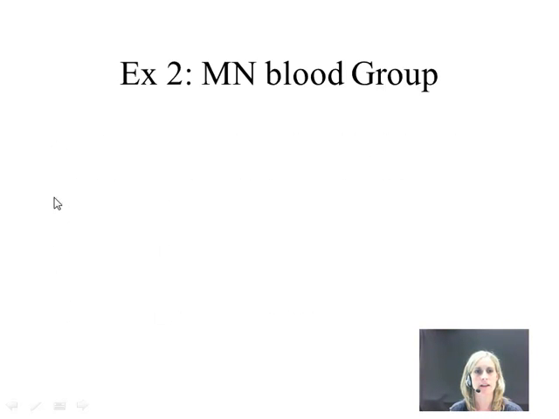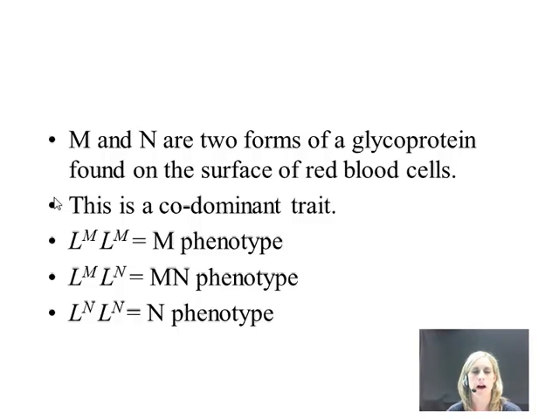Now another example of codominance is the MN blood group. I'm sure you've learned about the ABO blood groups before. But MN is just another kind of protein that shows up on the outside of your blood cells, and they're little tags that say this is me, and those tags, if someone has a different blood type from you, are recognized and attacked by immune systems.